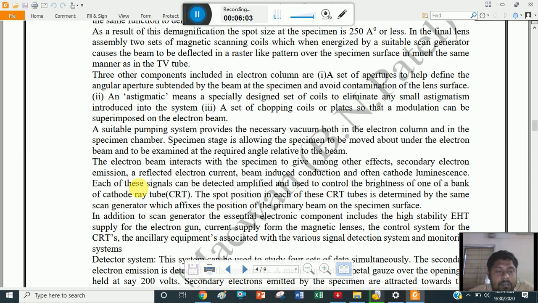Each of these signals can be detected, then amplified and used to control the brightness of one of the cathode ray tubes, CRT. The spot position in each of these CRT tubes is determined by the same scan generator, which affects the position of the primary beam on the specimen surface. In addition to the scan generator, the essential electronic components include the high stability EHT supply for the electron gun, current supply for the magnetic lenses, and the control system for the cathode ray tubes.